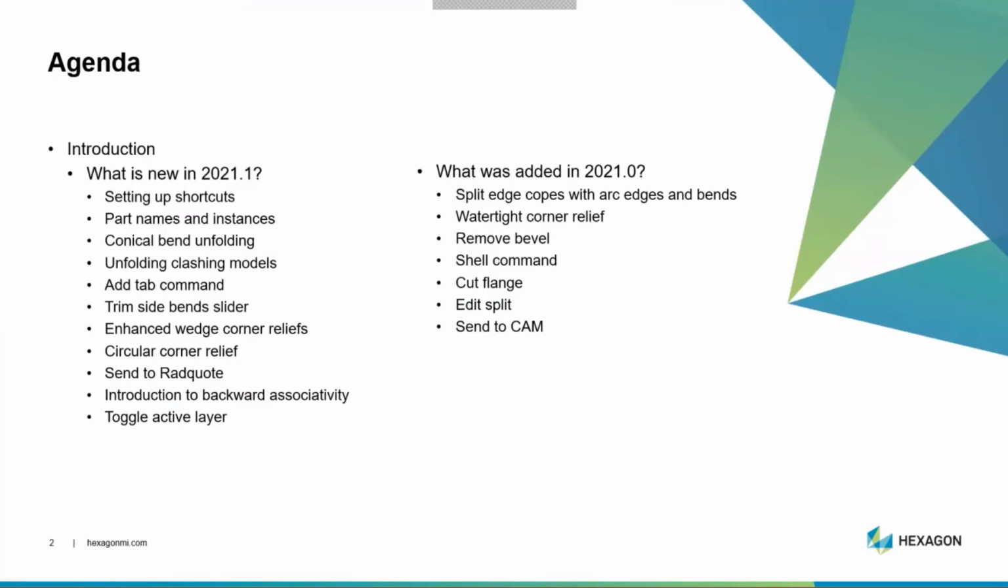Then I will skim over what was added in 2021.0. I'm sure most of you are already familiar with these commands, but just for those who aren't, I will go through highlights which we have done for 2021.0. And these are enhancements to the Split Edge command, Watertight Corner Relief, Remove Bevel command, Shell command, Cut Flange, Edit Split, and our ability to send to RADAN Traditional.